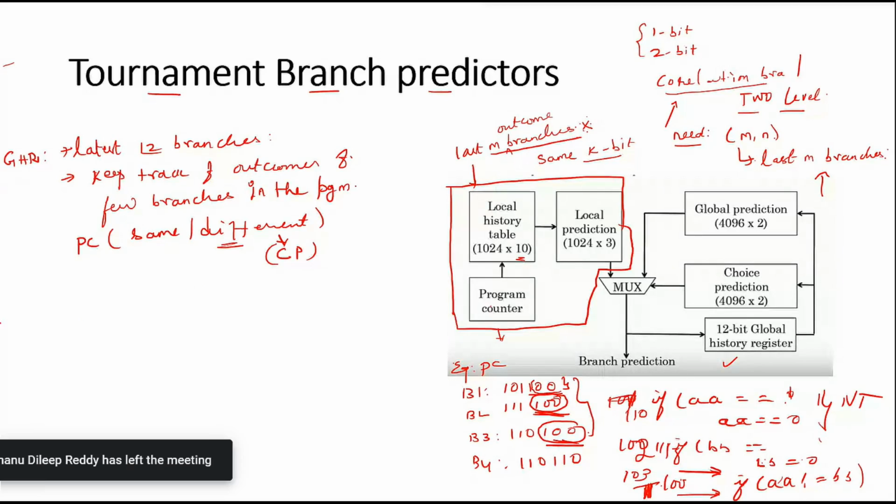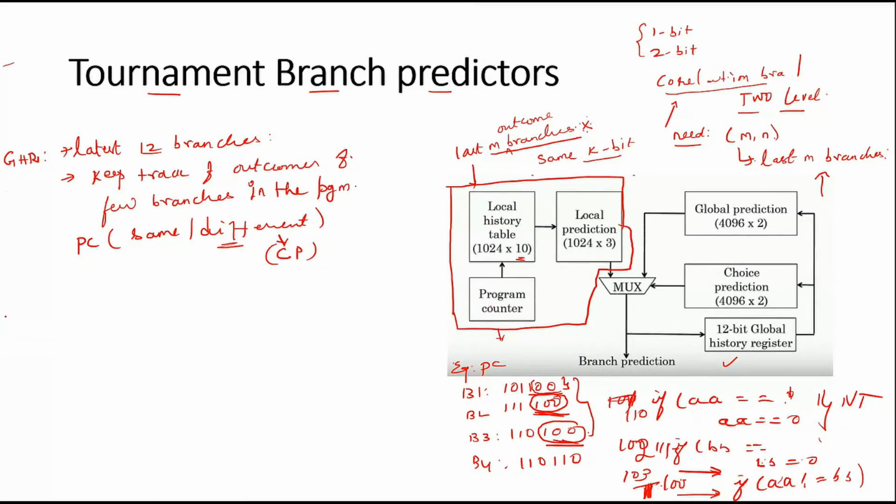But if we take the local history table, it should maintain the outcome of the same branch. That's the problem. So this maintains the outcome of the same branch, but the global history is going to have the latest 12 branches. Here it is similar to local history, and the global part is there. Here we have one more thing called the choice prediction. When may it be helpful?